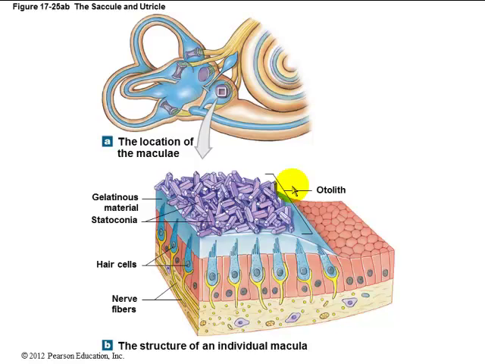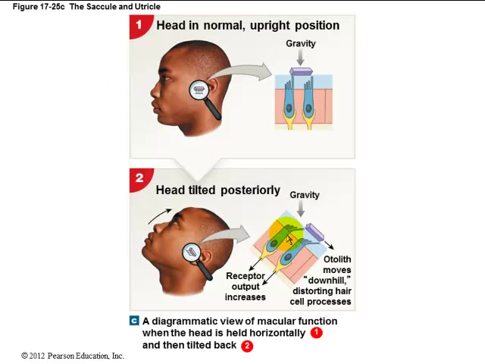So here you can see the otolith with all the little crystals. And notice that the hairs of the hair cells are embedded in this gelatin. When you bend your head forward or when you move forward, that bends those hair cells, and when those hair cells bend, that starts a nerve impulse. Here are your little sensory neurons.